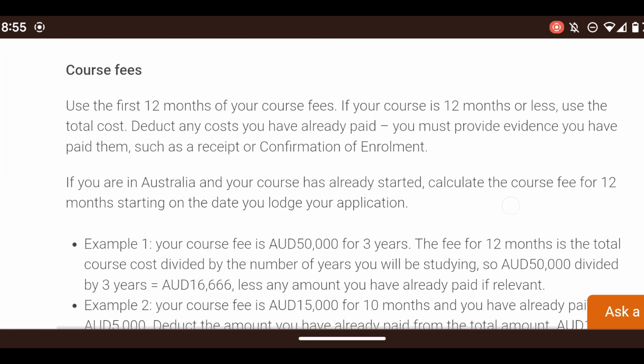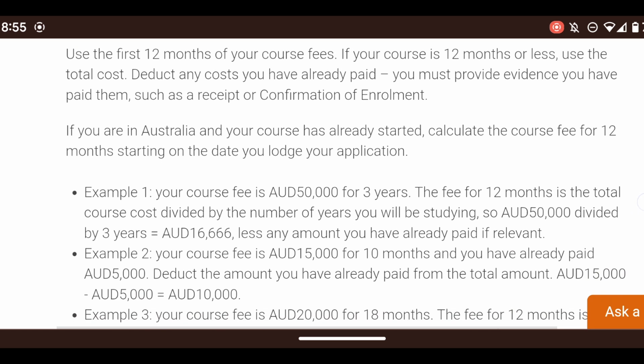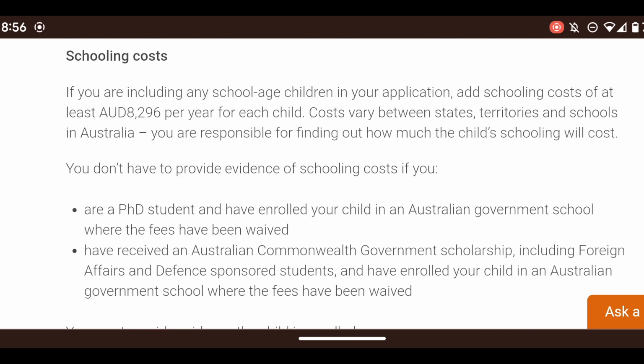Now let's calculate your school fees. You are only going to show evidence that you have your first 1 year of school fees. So let's say that your total school fees is 30,000 for your 2 years program, okay. So 30,000 divided by 2 is 15,000. You're going to add it to your living expenses, okay. For your partner, you do not need to pay anything because there is no admission. It's probably an adult over 18 years.